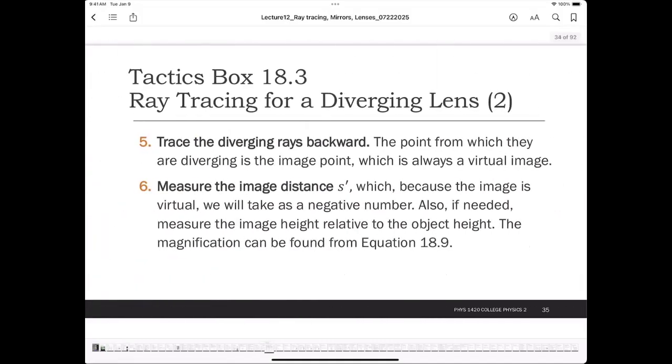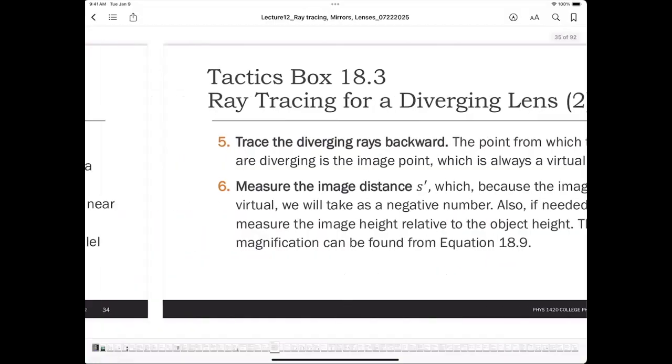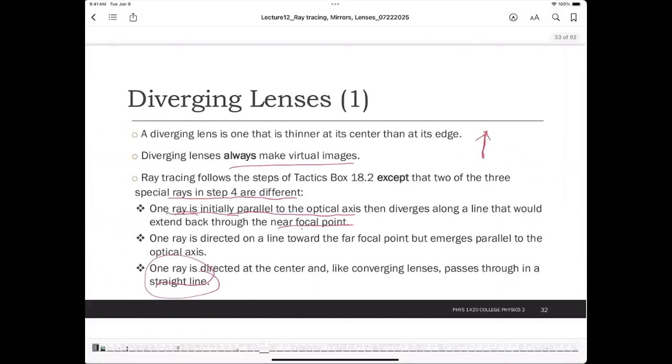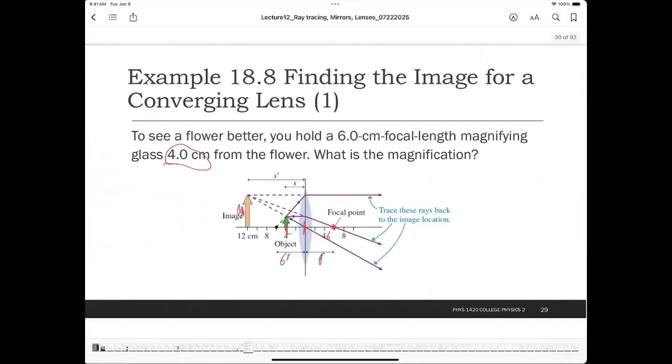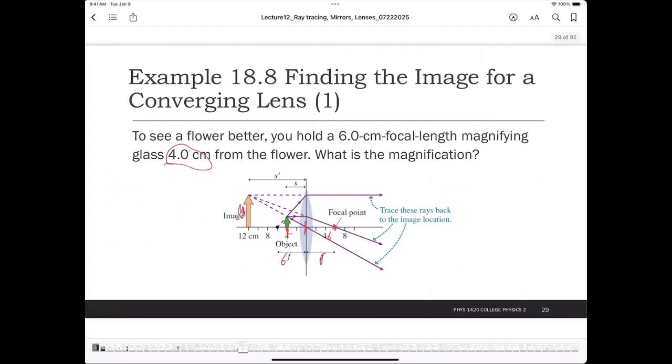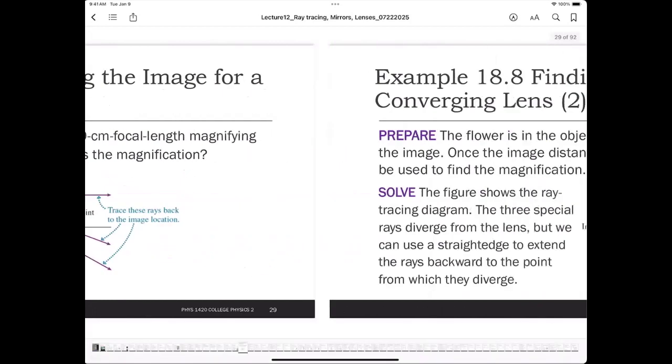Step 5: trace the divergent lines backward. The point from which they are diverging is the image point, which is always a virtual image. You can see here, if you extend those lines in the opposite direction, you get the virtual image. This is for step 5.